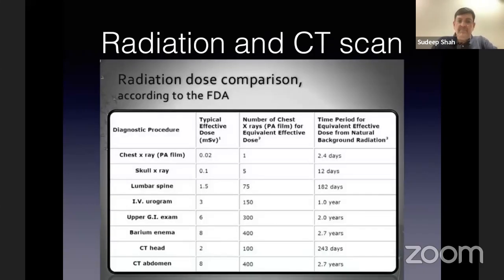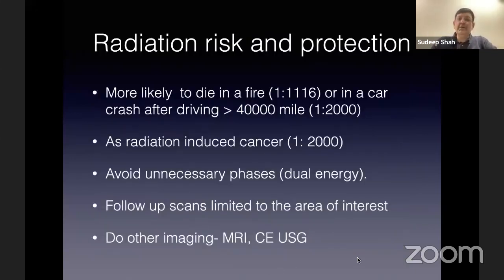Radiation is always a worry, and it is thought that a CT of the abdomen is equivalent to 2.7 years of background radiation. It is estimated that the risk of having a radiation-induced cancer because of CT scans is about 1 in 2,000, and you're more likely to die statistically in a fire or in a car crash after driving 40,000 miles. So it is a very, very small risk, but we need to be very careful when doing repeated scans, especially if you're monitoring a tumor with a good prognosis. You might be doing scans every 3 or 4 months. So one must avoid unnecessary phases.